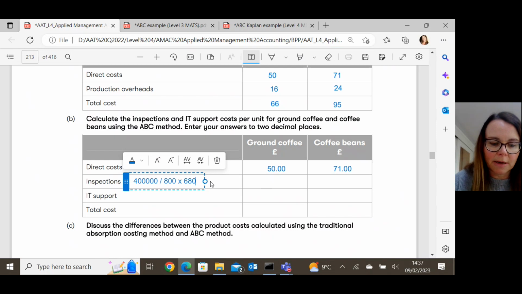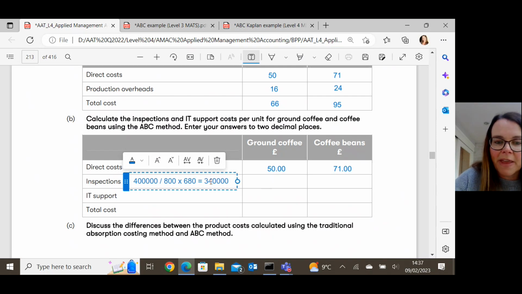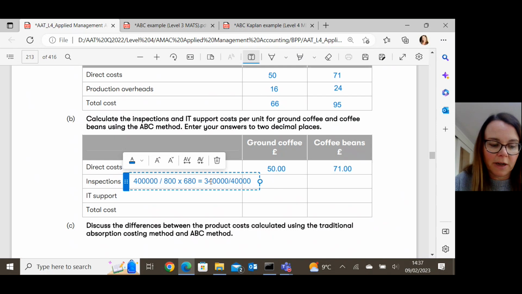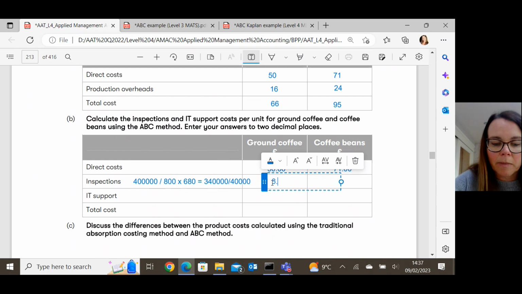Oh, but we want it per unit, don't we? So I'm going to have to slow down a bit. 400,000 divided by 800 gives me 500 per inspection. There's 680 inspections in the ground coffee, so that gives me 340,000. But then I need to divide that by the number of sales that I'm producing. So that's the 40,000. So 340,000 divided by 40,000 gives me £8.50 for the ground coffee.